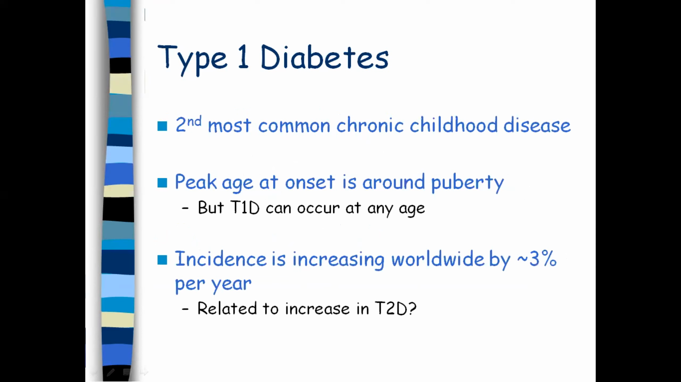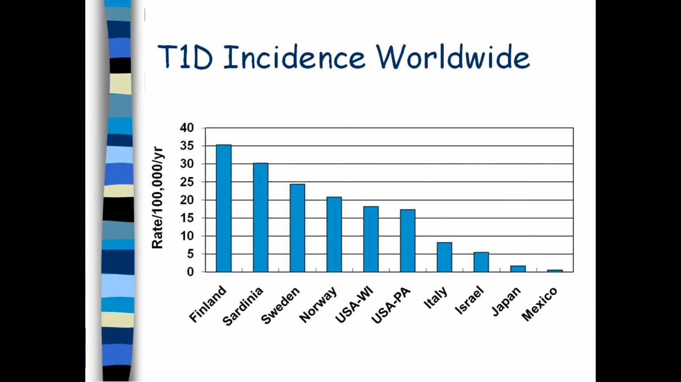It is the second most common chronic disorder associated with childhood, and the peak age at onset is around puberty. But type 1 diabetes can occur at any age, and incidence is increasing worldwide approximately 3% per year. If we are talking about the incidence of type 1 diabetes, it is highest in Finland and lowest in Mexico.